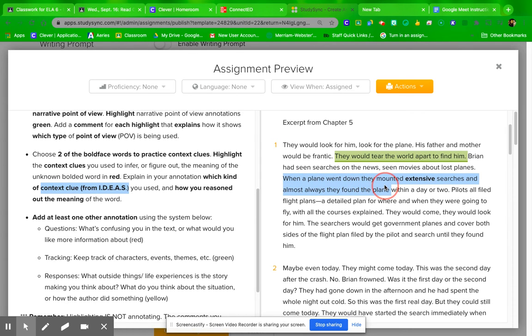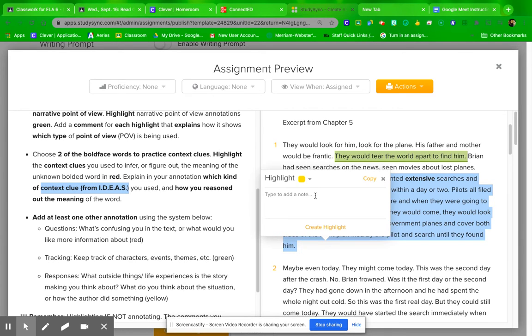Okay, when a plane went down, they mounted extensive searches, and almost always they found the plane in a day or two. Pilots all filed detailed plans of where they were going to fly, with all the courses explained. They would look for him, and the government planes would cover both sides of the flight plan filed by the pilot until they found him. So I can go ahead, I'm going to highlight context clues red. I'm going to call this context clues. Okay.